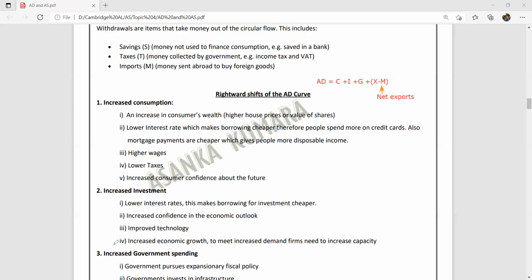Improved technology. Whenever the technology improves, they will try to invest more and more. Increased economic growth. Investors believe that the economy is performing well. When the economy has a stable background, no war, no political instability, as well as economic stability, definitely investors are encouraged. So the economy will have a greater investment level.